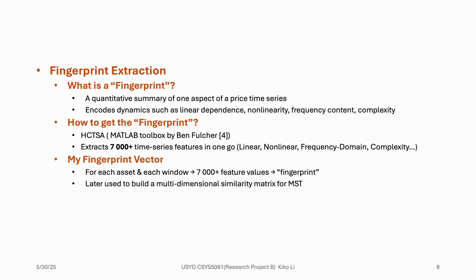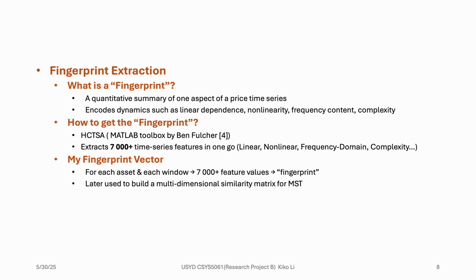In a single pass, HCTSA computes over 7,000 different features for each time series window, ranging from simple statistics like autocorrelation to advanced measures like wavelet entropy and fractal dimension. For each asset in each rolling window, this produces a 7,000-plus dimensional feature vector. That vector is what we call the asset's fingerprint.